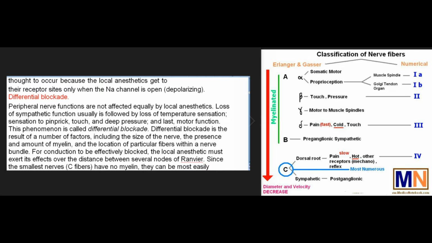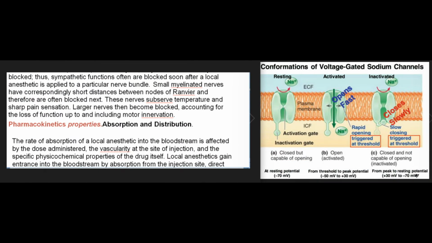For conduction to be effectively blocked, the local anesthetic must exert its effects over the distance between several nodes of Ranvier. Since the smallest nerves, C fibers, have no myelin, they can be most easily blocked. Thus, sympathetic functions often are blocked soon after a local anesthetic is applied to a particular nerve bundle. Small myelinated nerves have correspondingly short distances between nodes of Ranvier and therefore are often blocked next. These nerves subserve temperature and sharp pain sensation.